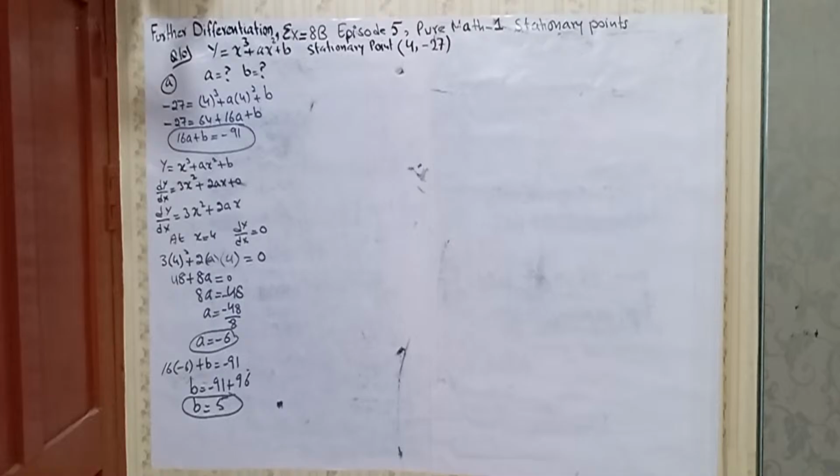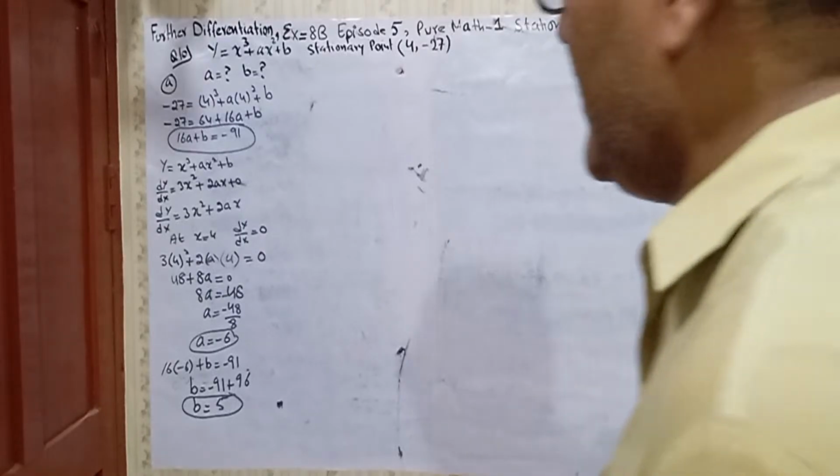So this was part a of question number 10 from exercise 8b. This is the 5th episode on this exercise. He says then in part b, determine the nature of the stationary point at (4, -27). So we have to find out the nature of the stationary point.